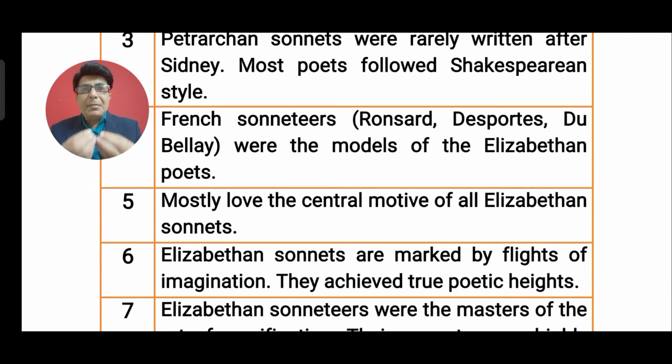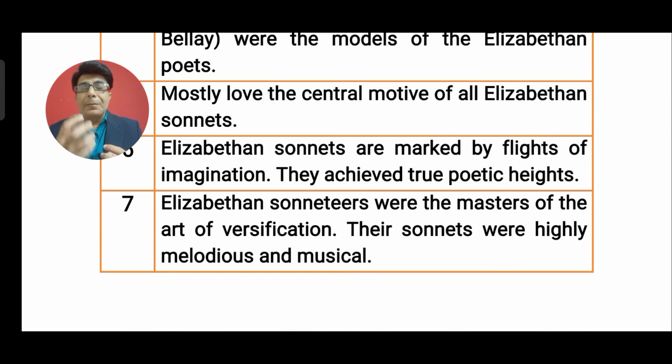Mostly in Elizabethan sonnets, love was the central theme. Number 6, Elizabethan sonnets are marked by the flight of imagination. There was a great amount of imagination which played an important role to make these sonnets fabulous. There was much height of poetic genius that was visible among all these poets.